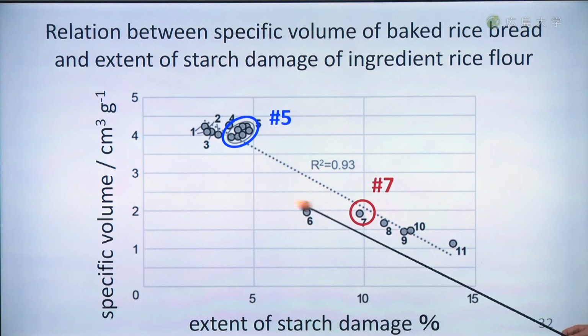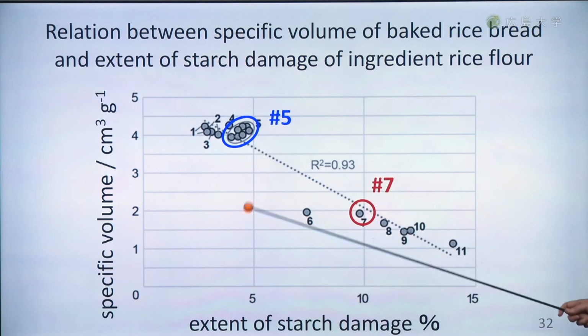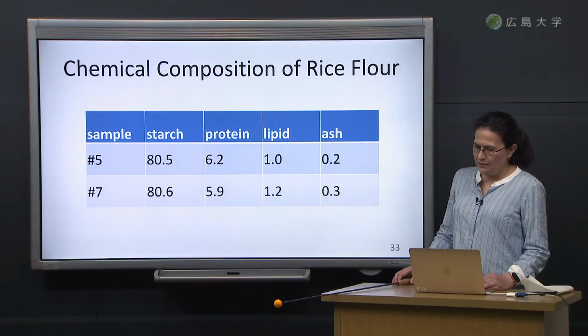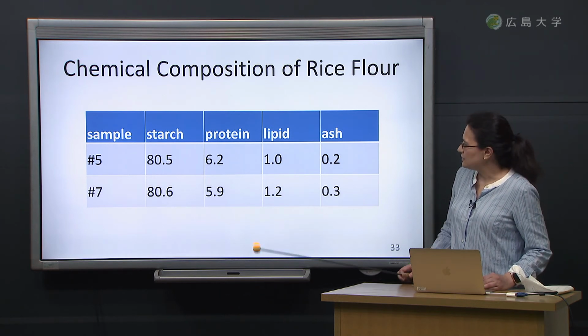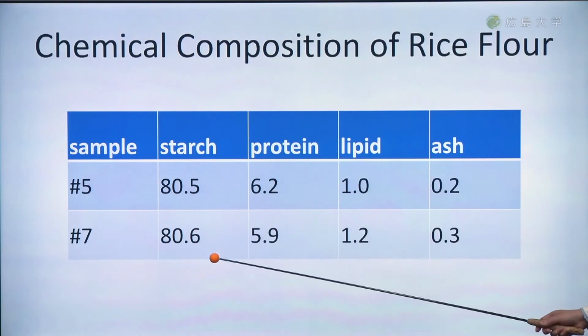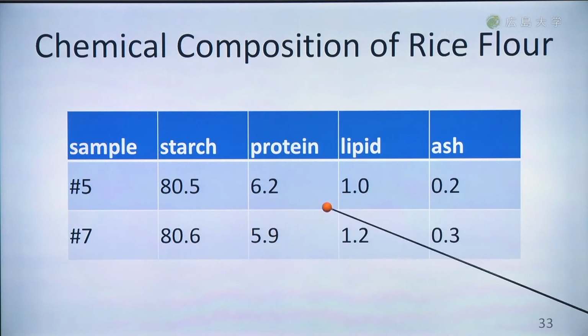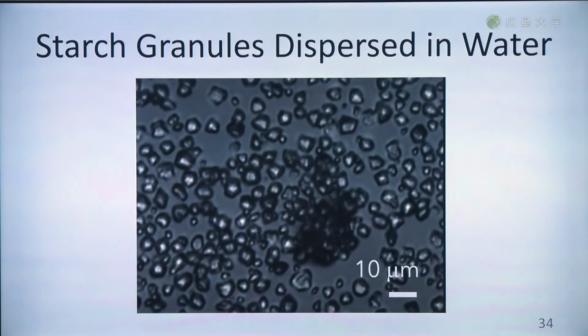From all the samples, sample number 5 and number 7 were chosen to test their properties. The chemical compositions of the two samples are practically the same. The starch is about 81%, protein is about 6%, lipid 1%, and ash 0.2 to 3%. Number 5 and number 7 flour were respectively dispersed in water, and the surface tension of the water was measured. When rice flour is dispersed in water, starch granules that comprise rice flour are scattered.